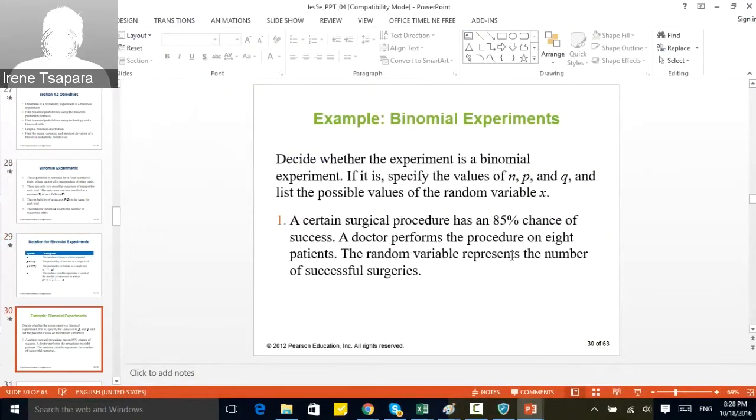Let's see an example. A certain surgical procedure has 85% chance of success. A doctor performs the procedure on 8 patients. The random variable represents the number of successful surgeries. So in this case, we consider success to be the surgical procedure being completed and the patient not dying. And the probability for this is 85%. So this is our p. p is 85% or 0.85.